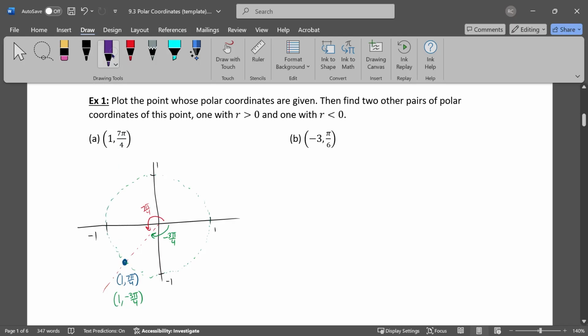And similarly, if I want r to be negative, then I want to be going in the opposite direction for my angle, right? And that would be pi over 4. So now if I'm pointed in the positive direction of pi over 4, right, I'm not going to end up at this point. But if I start at the angle pi over 4, but I go backwards from the origin, then I end up at the same point. So (-1, pi over 4) is also a pair of coordinates that ends at the same point.